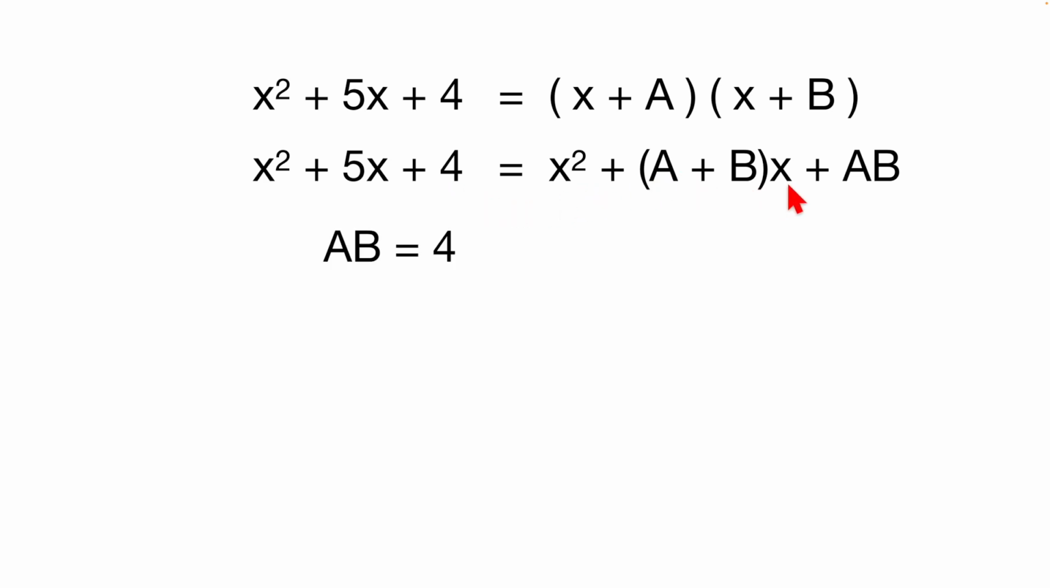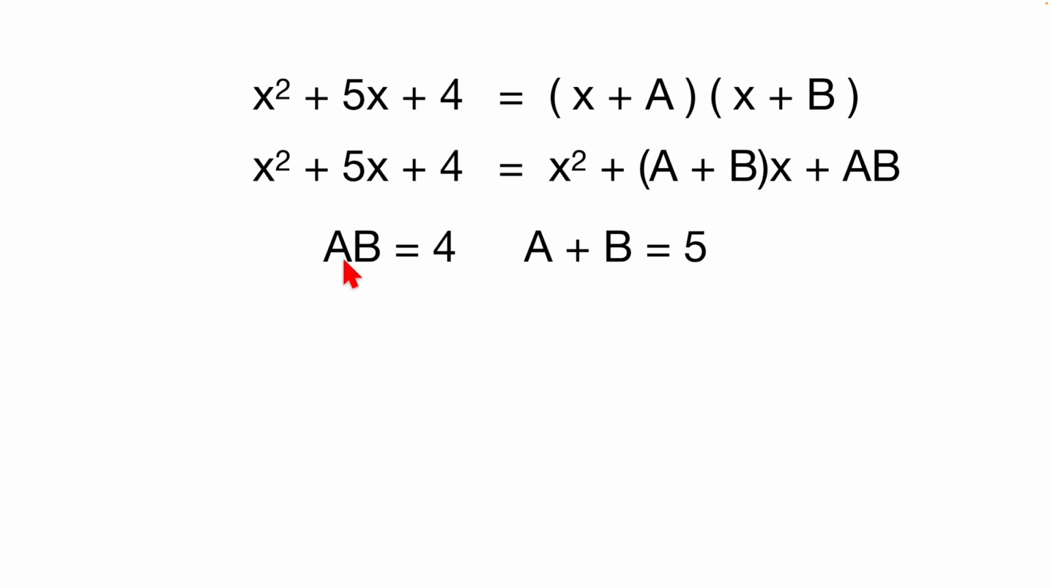We also know how many x we would get. We would get a plus b x. But here we've got 5x. So we know that a plus b equals 5. And these two equations, when we solve those, we get a and b, the unique solution to factorising this quadratic. That's the good news. The bad news is it needs a bit of guesswork.